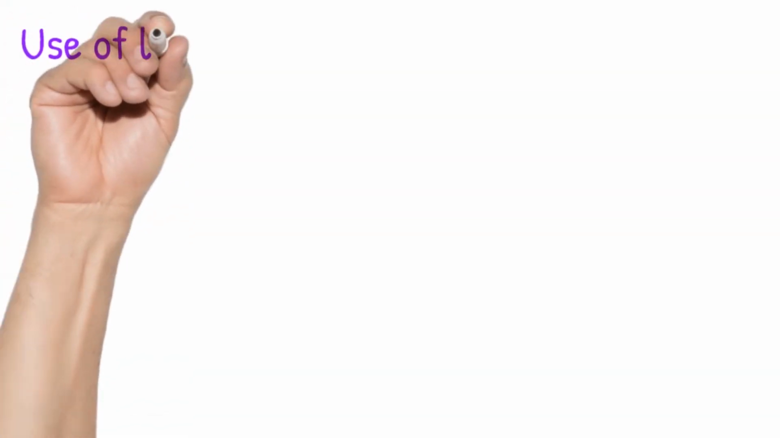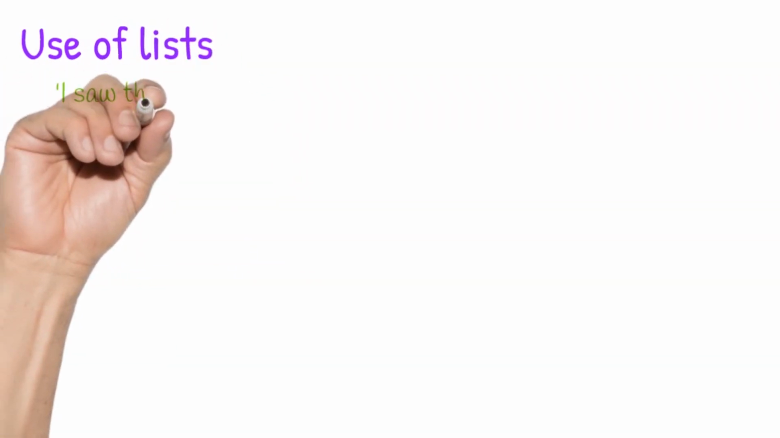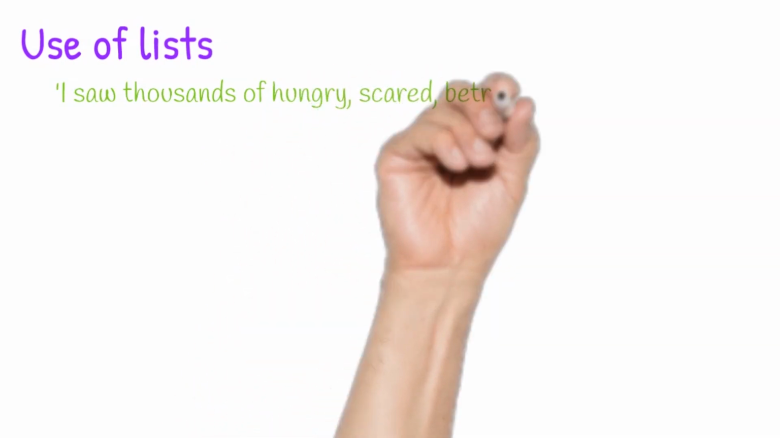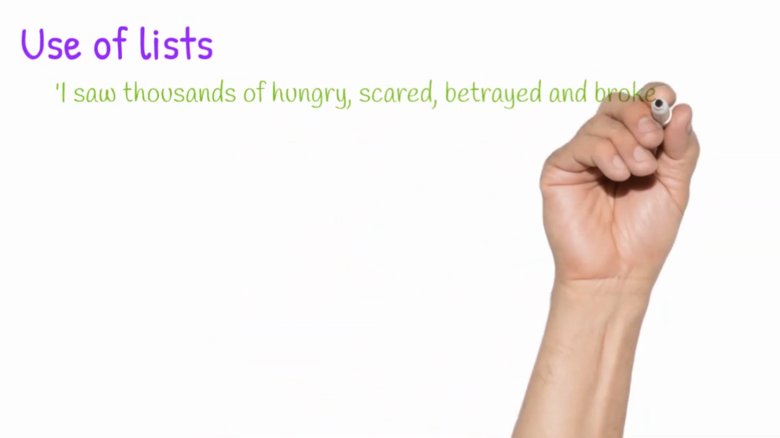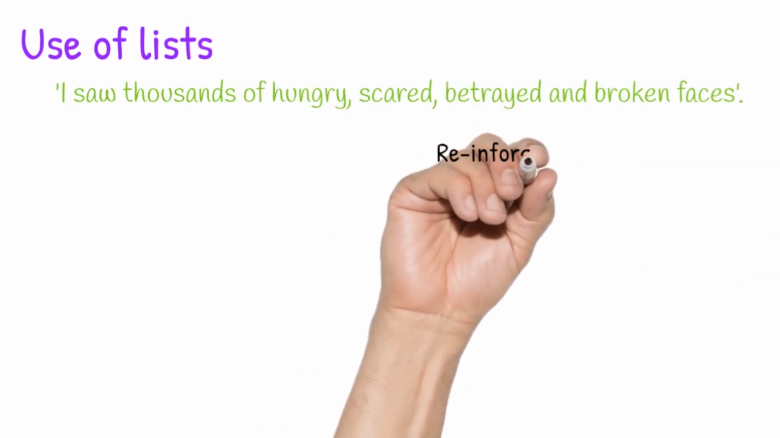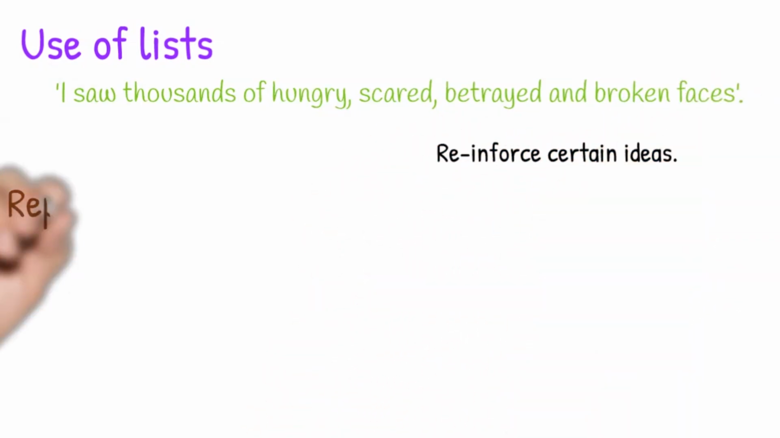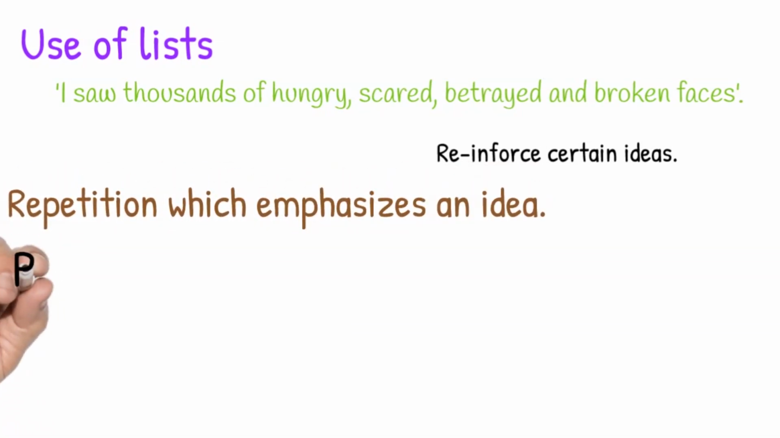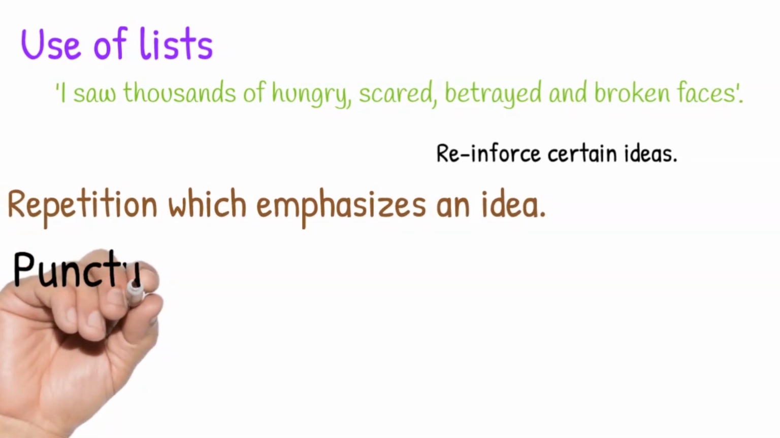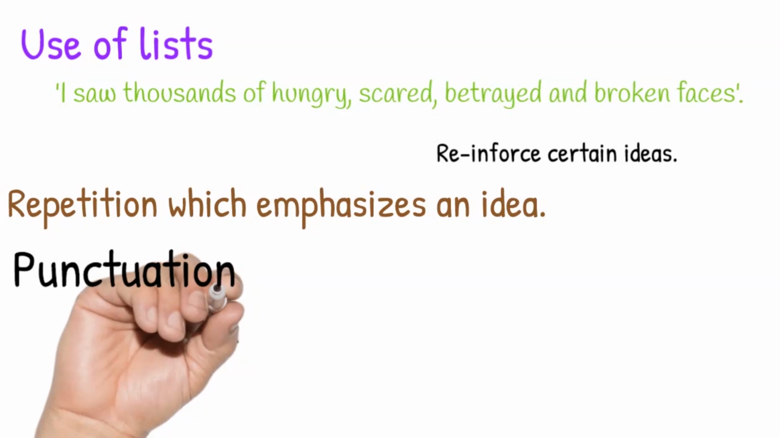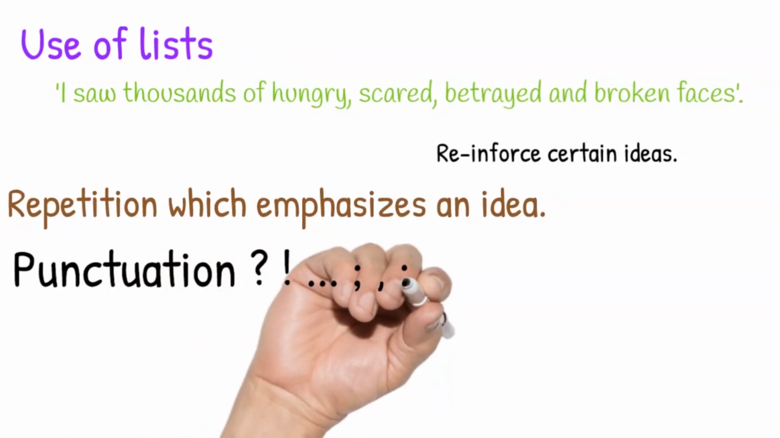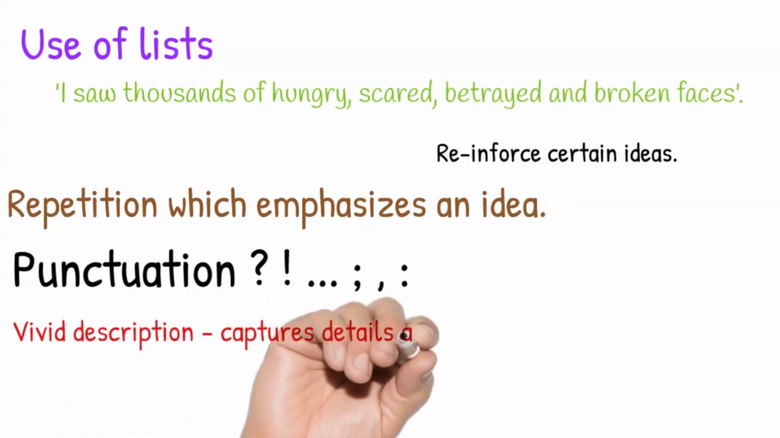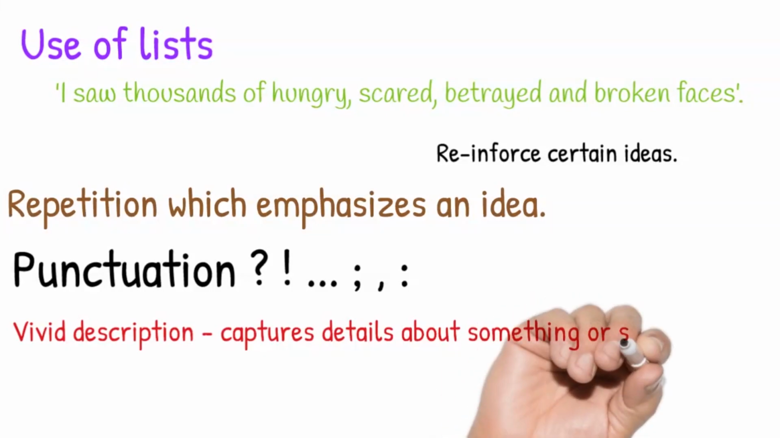Some of the other very common structural techniques that writers use include the use of lists. If a writer says, for instance, I saw thousands of hungry, scared, betrayed, and broken faces, the writer is reinforcing the idea that the people here have suffered really immensely. Think also of repetition, which emphasizes an idea. Punctuation marks, such as question marks, exclamation points, the use of ellipses, semicolon, comma, and a colon. Think of the effect of each one of them. And then vivid description, which captures details about something or someone.